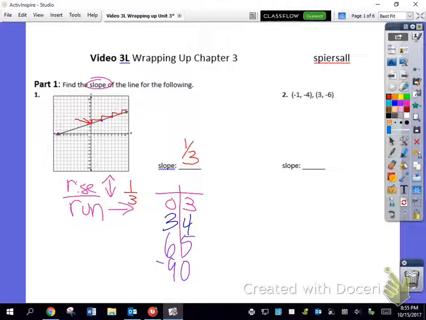Now I can check it by doing the change. 3 minus 0 is 3. 4 minus 3 is 1. Slide that over, 1 over 3. And I could check another one just to make sure. 6 minus 3 is 3. 5 minus 4 is 1. And I've got 1 over 3. So you can always double check it with the chart if you want to.